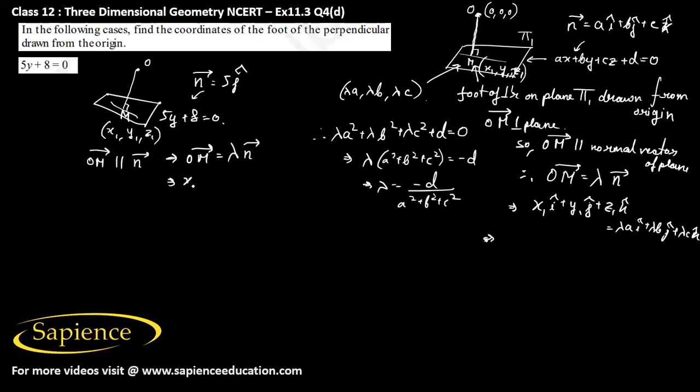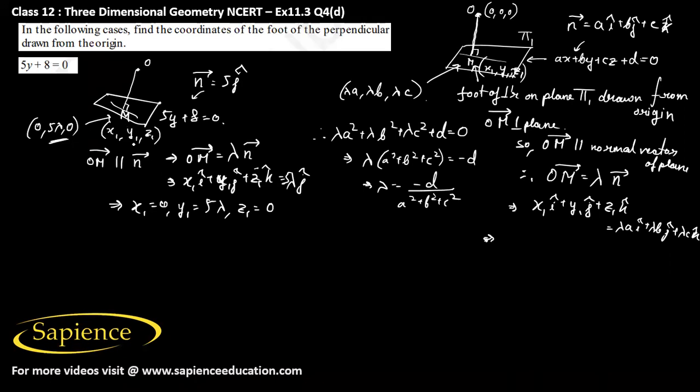So OM vector is nothing but x1 i cap plus y1 j cap plus z1 k cap. That will be equal to lambda times 5, so 5 lambda j cap. So therefore x1 equals 0, y1 equals 5 lambda, and z1 also equals 0. So this point M is nothing but 0, 5 lambda, 0. And this point should satisfy the equation of the plane, since this point lies on the plane itself. So 5 into 5 lambda plus 8 equals 0. So we will get 25 lambda equals minus 8. Then lambda will be equal to minus 8 by 25.